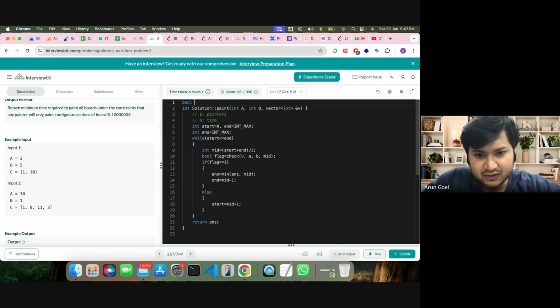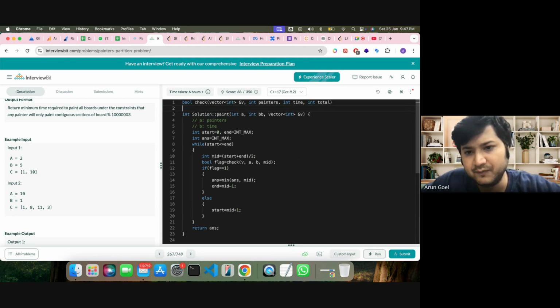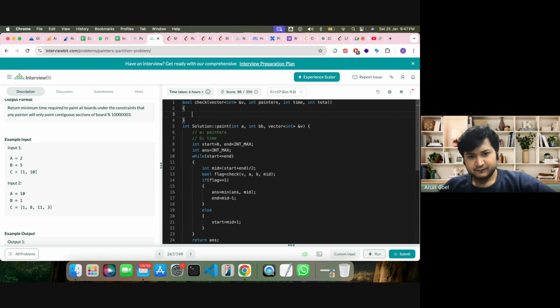Now we have to build this important function, boolean check. Okay, what do we have here? Vector int v. Well, let's make it small. Okay, a is your painters, so int painters, int time, int total. ठीक है, नहीं टोटल है या टाइम टेकन बाय वन पर्सन है? टोटल टाइम टेकन बाय वन पर्सन I think would be the right one. कितने टाइम में, this is the thing, right?